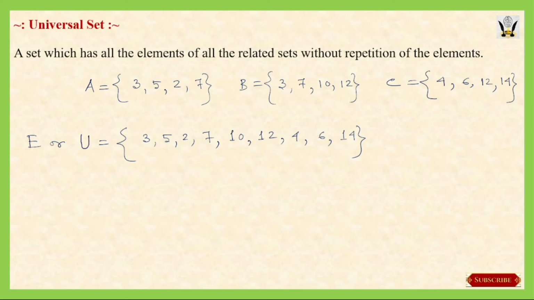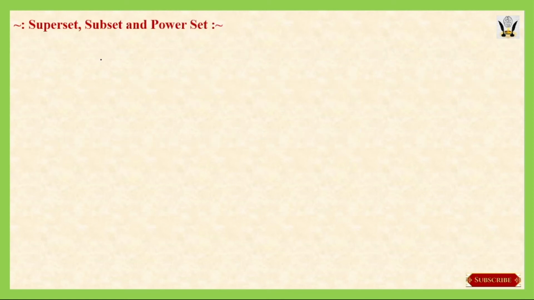Next we will learn the concept of superset and subset, and there we will see that the universal set will always be the superset of the sets from which we are forming that universal set. So here U will be the superset with respect to A, B and C, and A, B and C on the other hand will be the subsets of U. So let's move on.